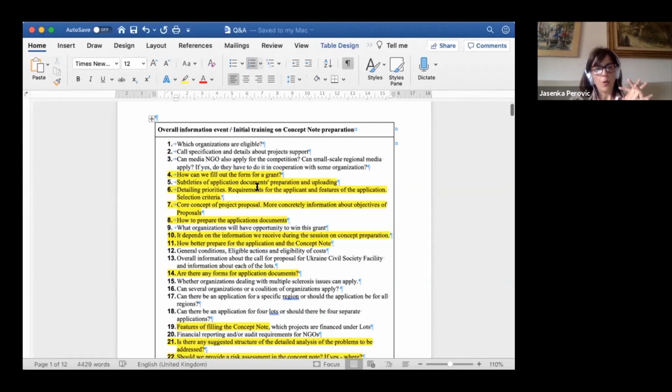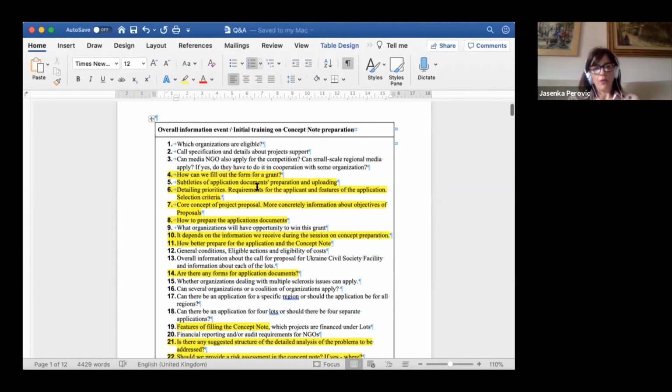Then the question was detailing priorities, requirements for the applicant and features of the application selection criteria. Again, even today, but also in the sessions before, we were mentioning what the requirements are, overall and sectoral, and what the features are. We were not discussing the features of the full application, but the concept note. Hopefully this session answered that. So we are talking about the description, we are talking about the relevance and all other elements.